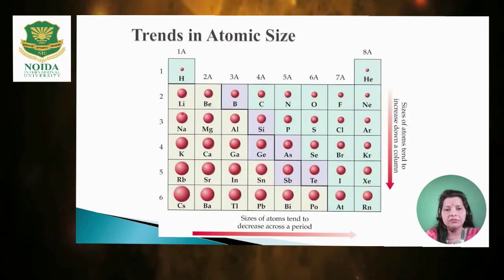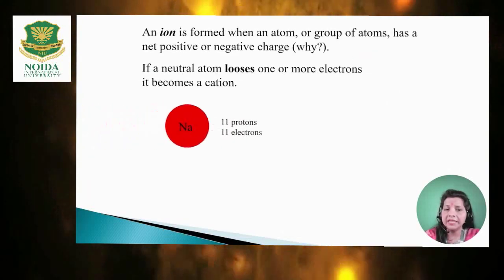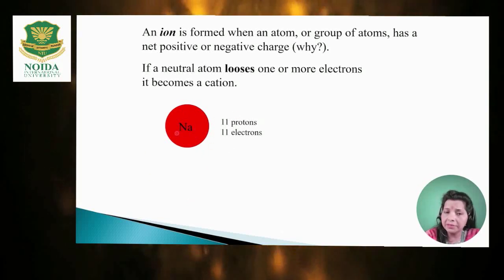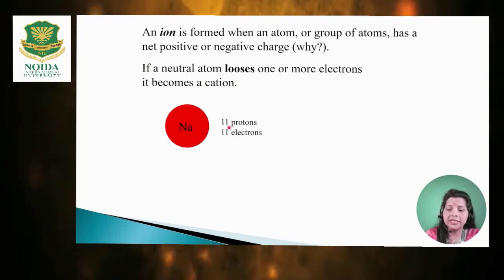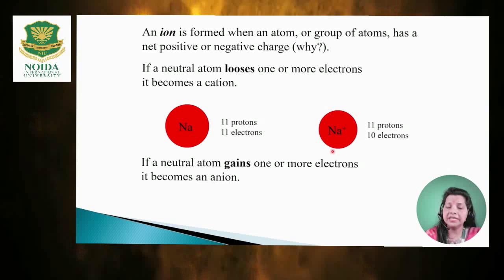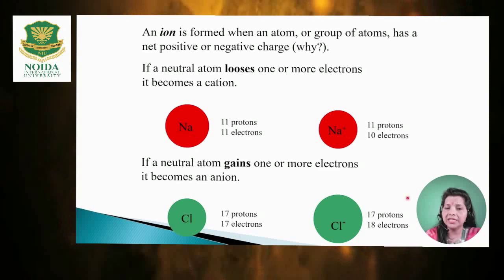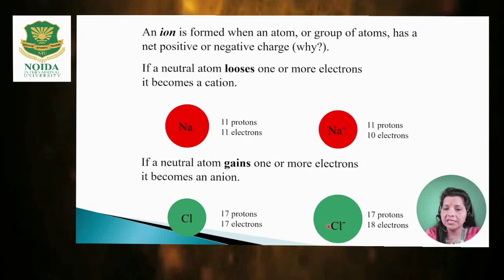Now the trends, what I explained to you: it is smaller here, and the trend goes like this. Now for ions: whenever any element loses an electron, it forms a cation. Here, 11 protons, 11 electrons. After losing one electron, it has an excess of positive charge, so it is a sodium cation. And whenever any neutral atom gains one or more electrons, it becomes an anion. Here 17 protons, 17 electrons; then 17 protons, 18 electrons, one more electron added, and an electron carries a negative charge.